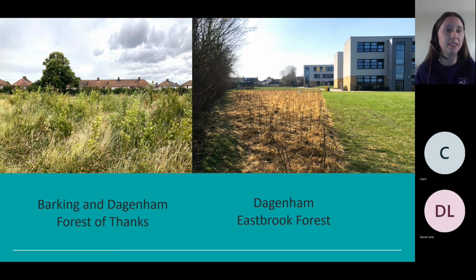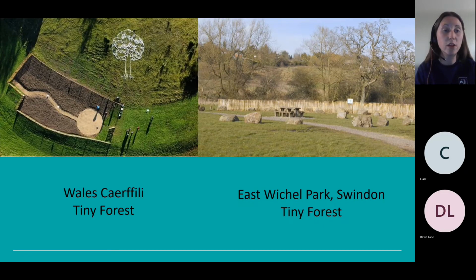The Forest of Thanks, this is a picture of it a few years into development. So you can see some of those saplings starting to grow and turning into that scrub habitat. And then you've got the one here in Eastbrook Forest, which is a picture of the planting. Another example we've got here in Wales, which is a tiny forest. And as you can see there, it's where they've marked out the boundary of the woodland that they want to create. It's got a seating area and then a path going through.